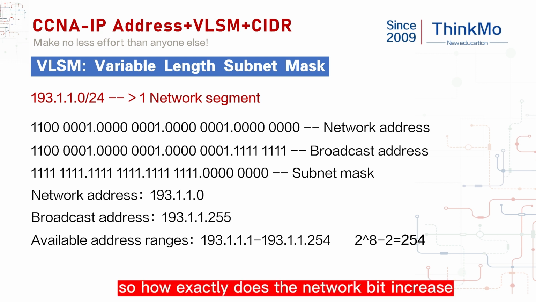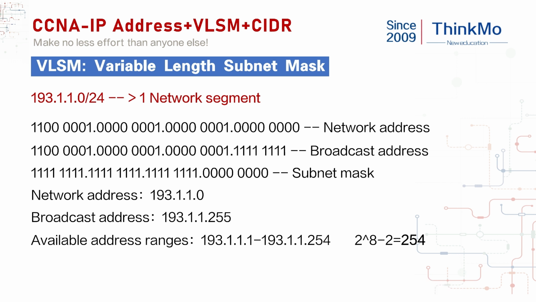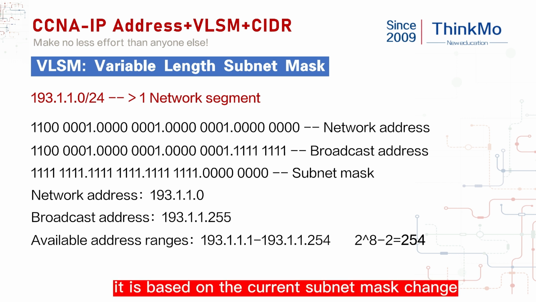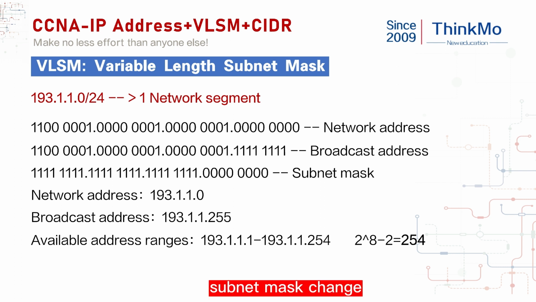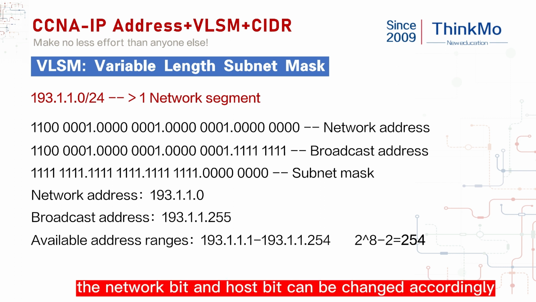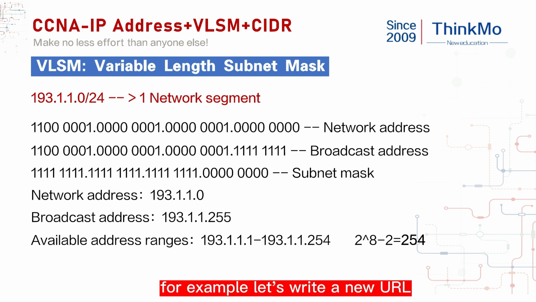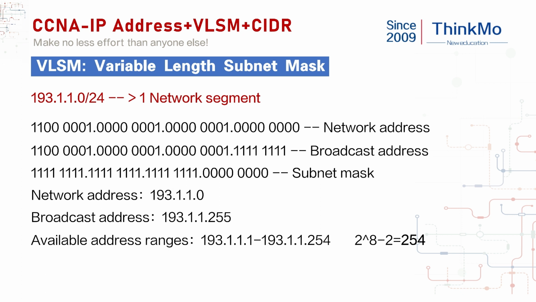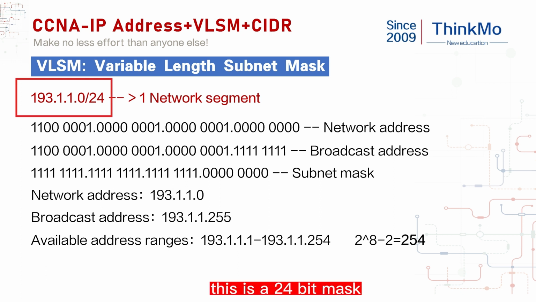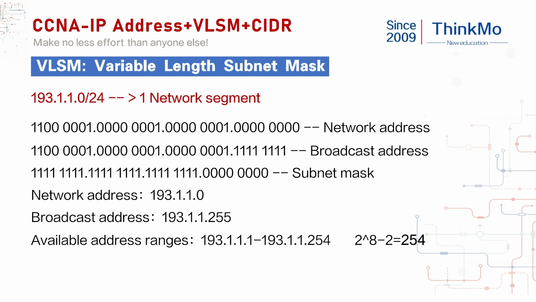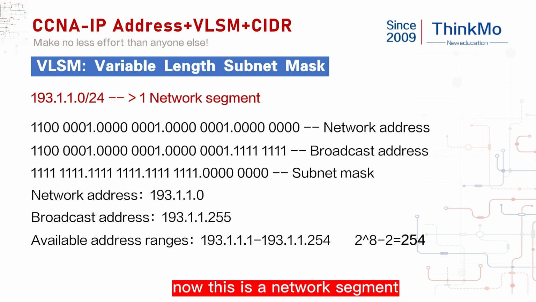So how exactly does the network bit increase? It is based on the current subnet mask change. When the subnet mask changes, the network bit and host bit change accordingly. For example, let's write a new network: 193.1.1.0. This is a 24-bit mask. Let's calculate together. Now this is a network segment.